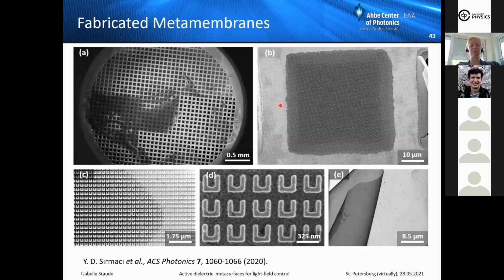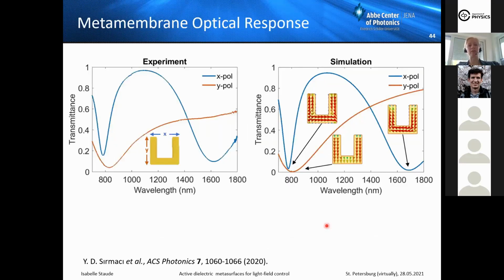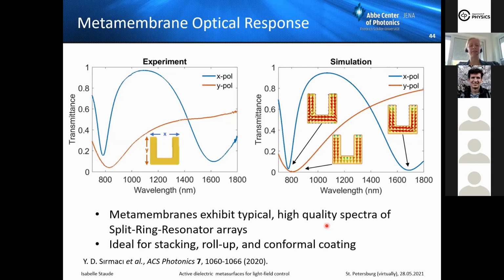And so we made these structures, situated here freestanding on top of a TEM membrane, and there are some zoom-ins of the split-ring resonator, a rolled up structure that was ruptured. And then we can also measure the optical response, and it looks very much like a freestanding split-ring resonator metasurface. So maybe I can stop here.